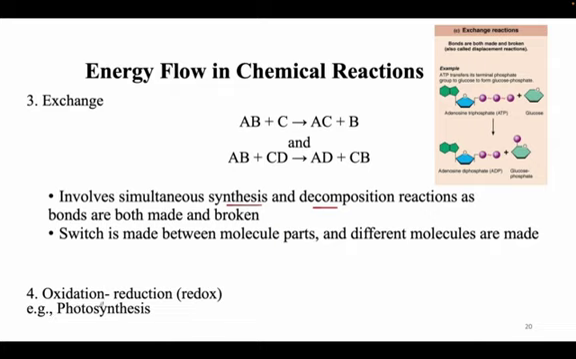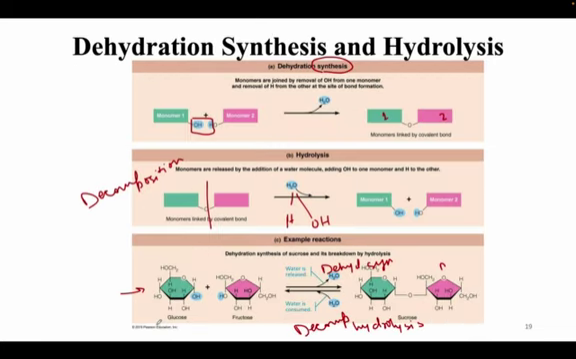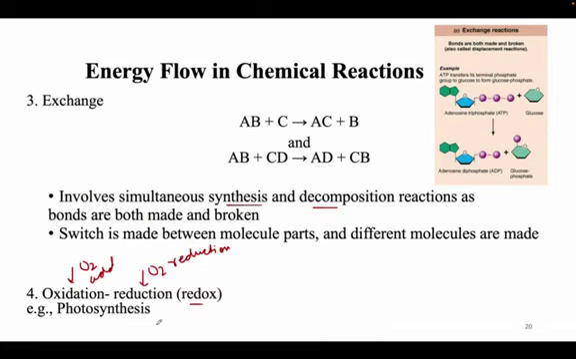The fourth type, we don't have to go into too much detail, is called oxidation reduction. Oxidation simply means oxygen is added, and reduction means oxygen is reduced. When both happen together within the same reaction, that is called a redox reaction. Example, photosynthesis. Oxygen is added in photosynthesis as well as reduced, so that's what is called redox. So these are the types: synthesis, hydrolysis or decomposition, and then exchange. And the fourth type is also redox.